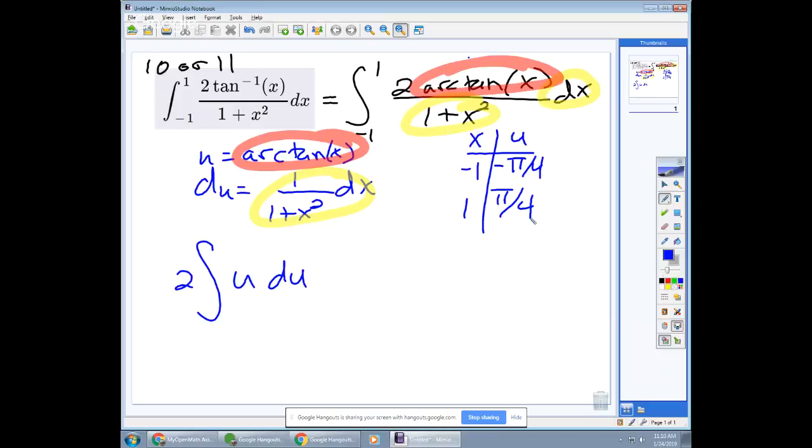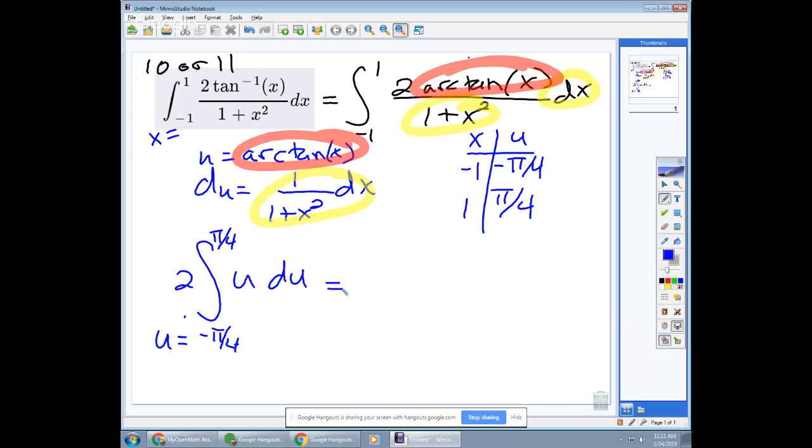So if I just stick with u's and I don't reverse substitute, then I'm integrating from -pi over 4 to pi over 4. Do we have to find that? Can we just leave it -1 to 1? I'll show you the alternative to this in a second. But bottom line, these numbers up here, -1 and 1, those are x values. These are now u values. So you have to decide whether you want to stick with the old boundaries or the new ones. So the antiderivative here is what?